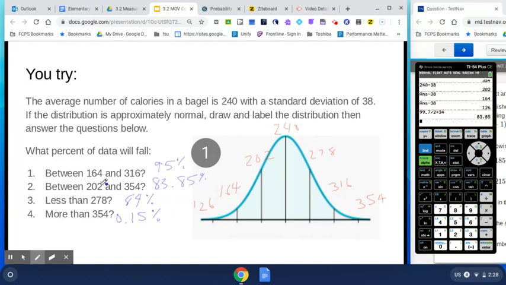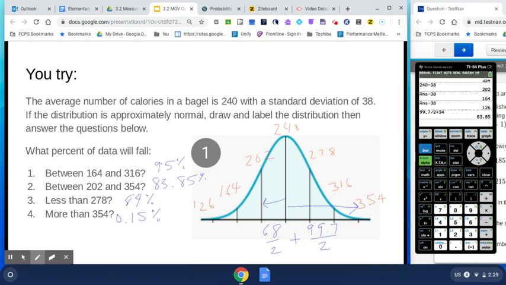Between 202 and 354, this was a tough one. 202 was only 1 standard deviation to the left. So I took 68 and divided it by 2 to get that percentage. 354 was 3 standard deviations to the right. So I took 99.7% and divided by 2 to get the percentage on the right side. We're going to add those 2 percentages together to get the whole range, which is 83.85%.